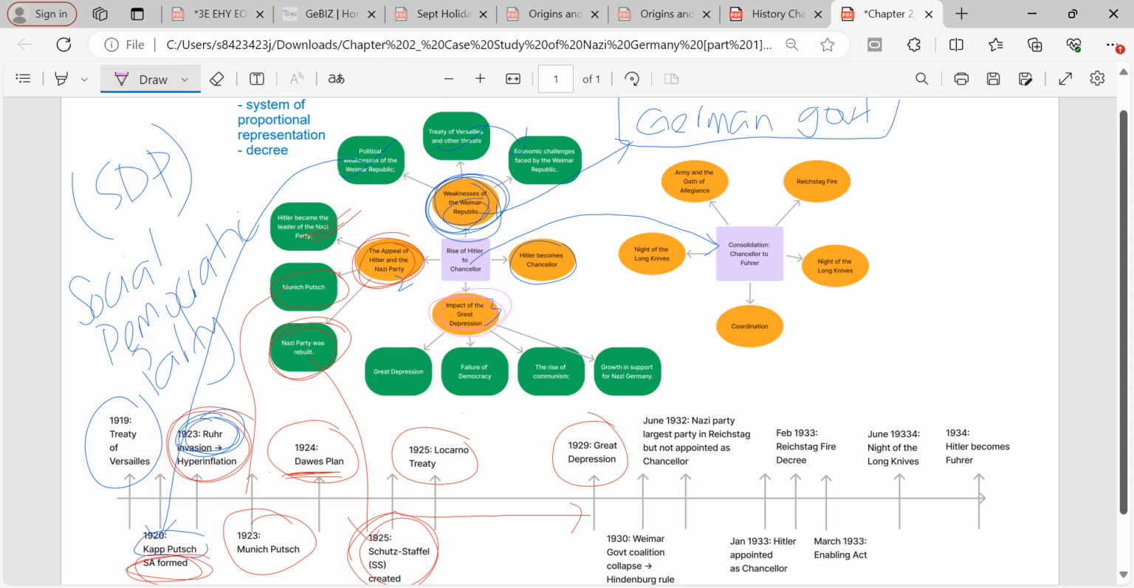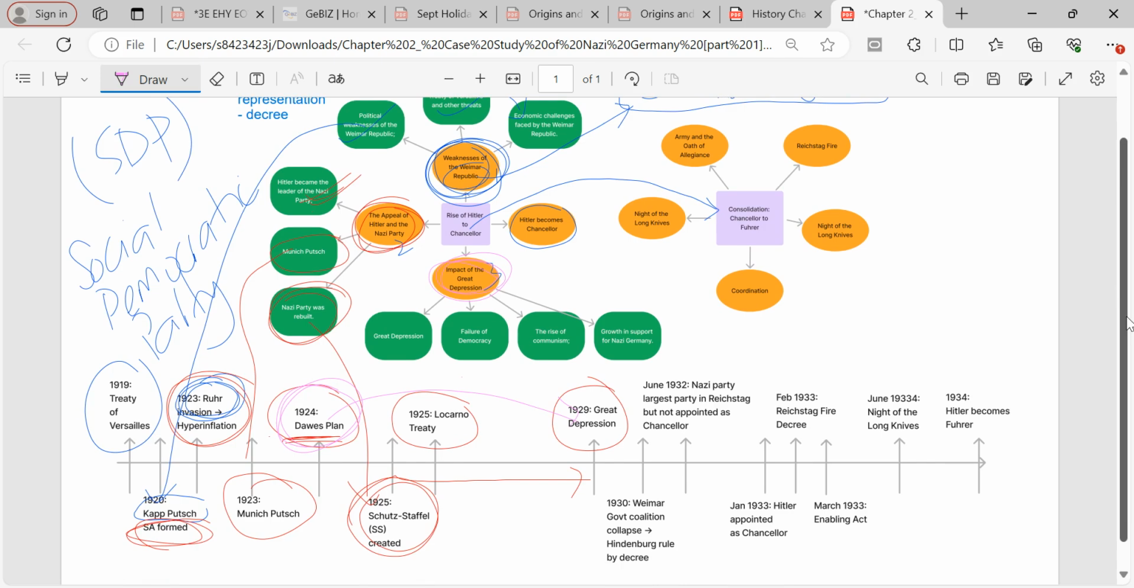Impact of the Great Depression. You see how the Dawes Plan connected the German economy to the American economy. One of the byproducts of that was that the moment the American economy collapsed, it dragged Germany down with it, and ultimately it led to extensive unemployment in Germany. So that's the Great Depression.